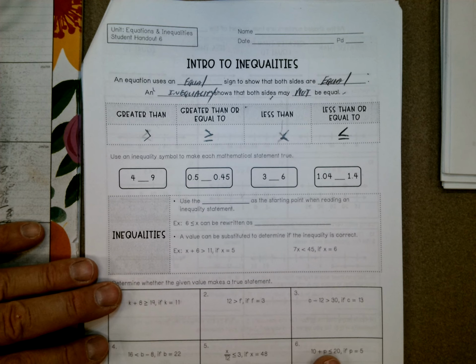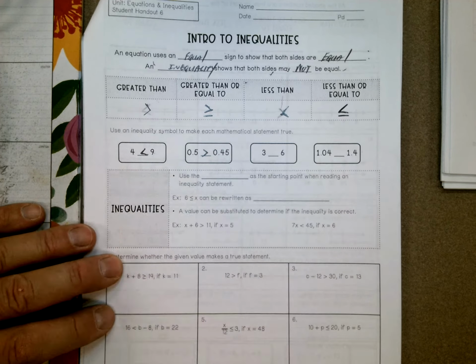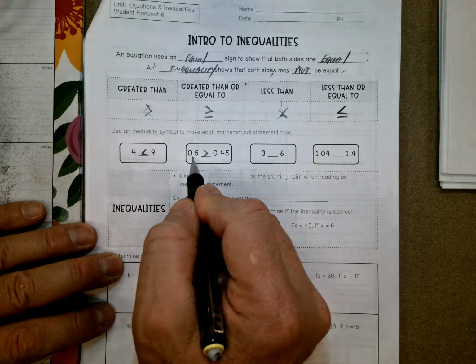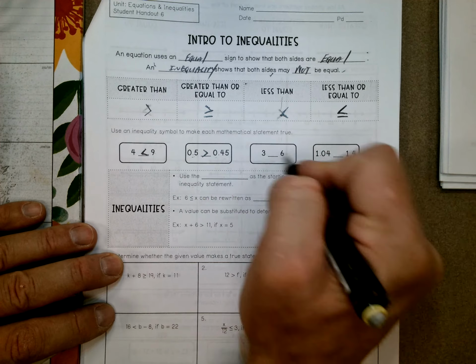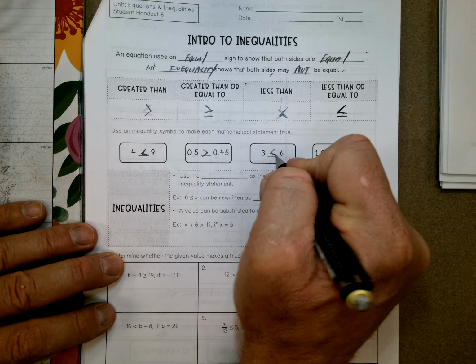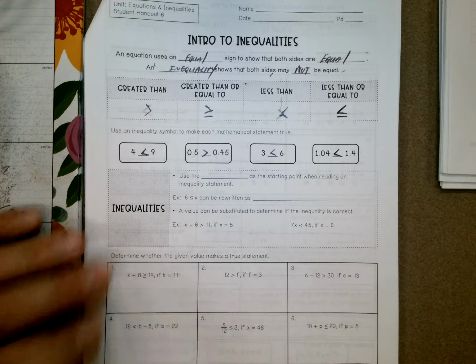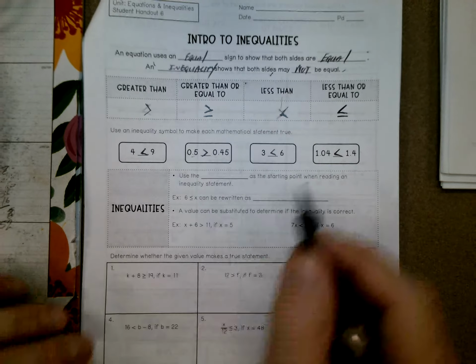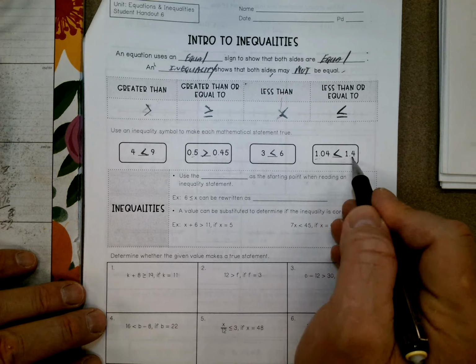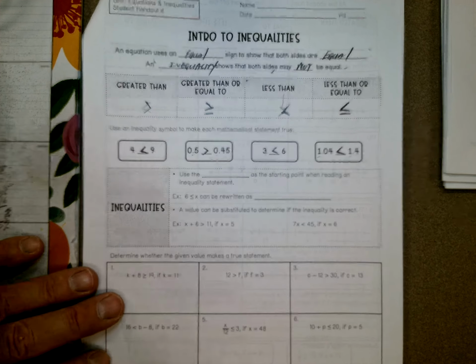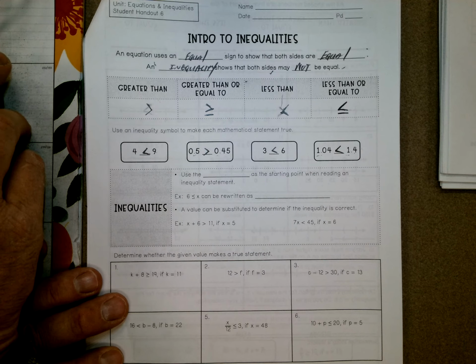5 tenths is greater than 45 hundredths, right? When we compare decimals, we go left to right. 3 is less than 6. 1 and 4 hundredths is less than 1 and 4 tenths. Okay, so you want to compare 1, 1, 0, 4, that's greater. All right, so let's continue on down below.